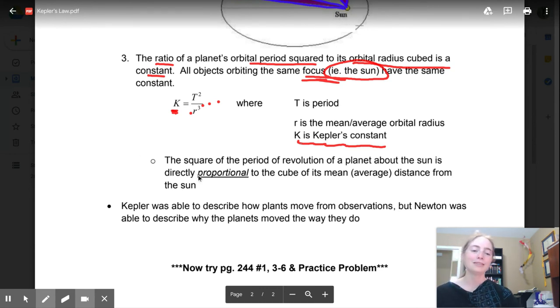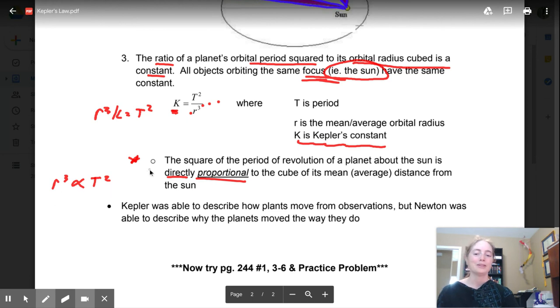Okay? So, ladies and gentlemen, this is another way that you could word this. You could rewrite this: if we take this r cubed and multiply it over here, r cubed times the constant is equal to the period squared. So we could say the square of the period is going to be directly proportional to the cube of its mean, so average distance from the sun. So we could write it as r cubed is proportional to t squared, so directly proportional.